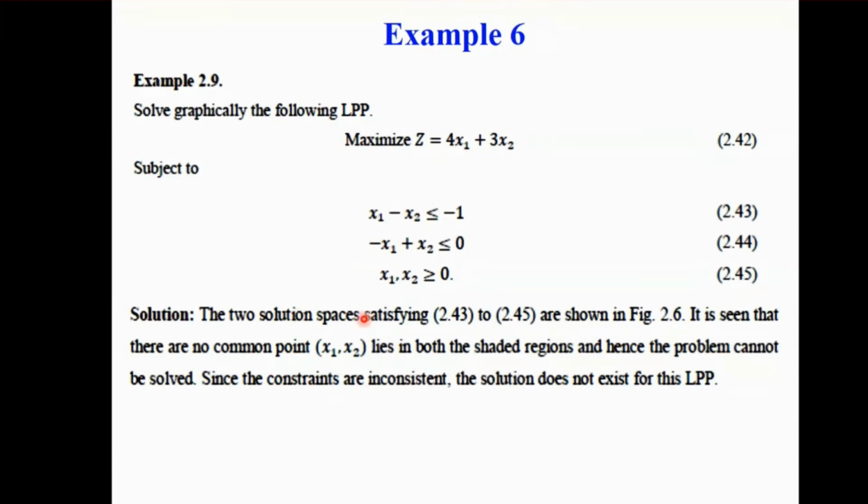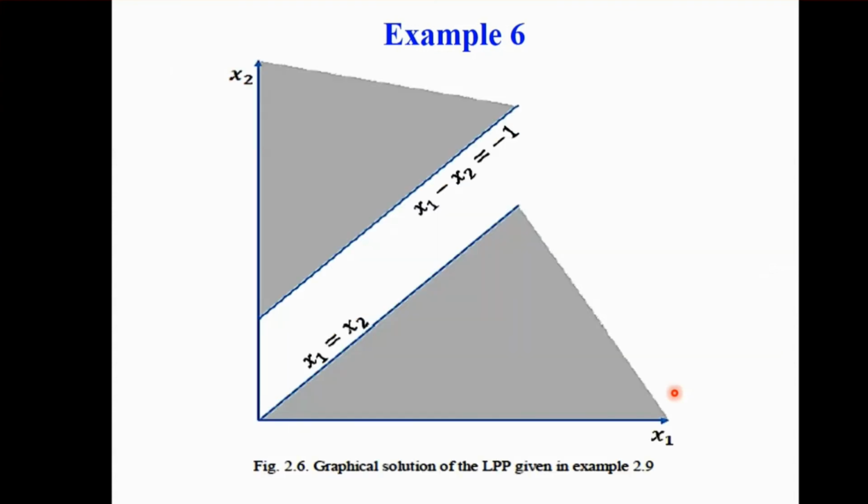So the solution space satisfying these constraints 2.43, 2.44 and 2.45, it is seen that there is no common point x1, x2 that lies in both the shaded regions, and hence the problem cannot be solved. Since the constraints are inconsistent, the solution does not exist for this LPP. Clear? Now we get this type of solution.